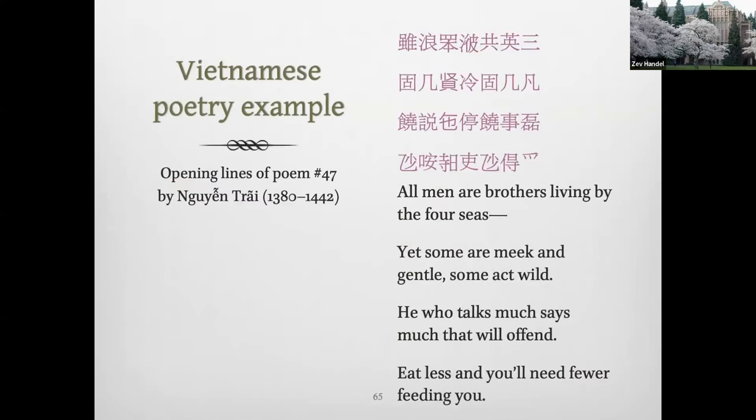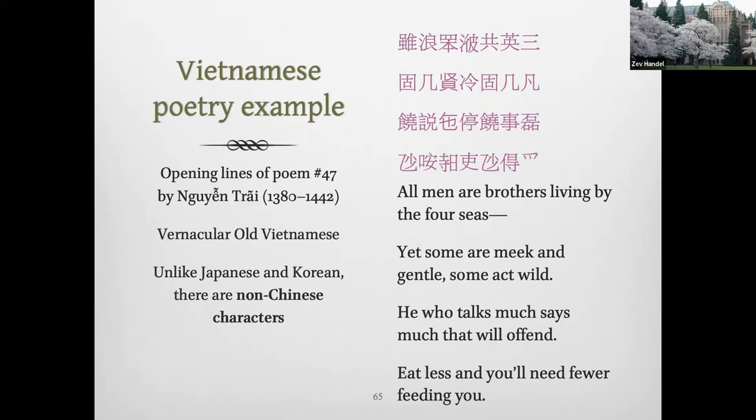Okay, now Vietnamese, and now things get a little more interesting. This is a 14th century poem. We see Vietnamese writing of Vietnamese language much later than Japanese and Korean. 14th century is around when we first see it. Actually, this is a 15th century poem, probably early 15th century, by one of the great, great Vietnamese poets, Nguyen Trai.